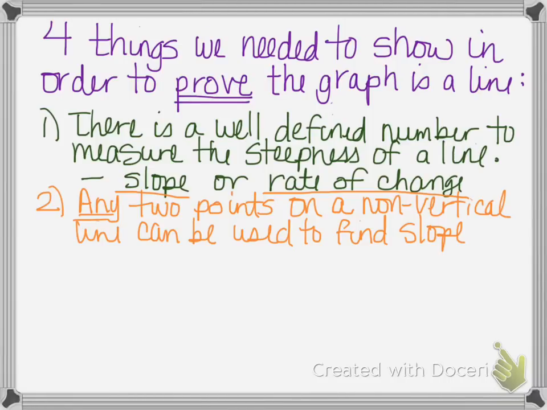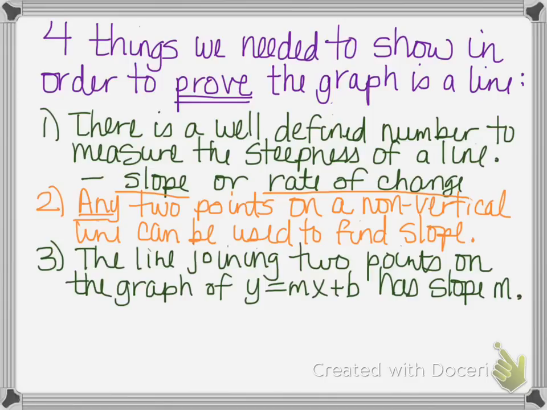Any 2 points on a non-vertical line can be used to find the slope. So we saw that, I think, in lesson 16, and we saw by using similar triangles that no matter which 2 points we use on a non-vertical line, the slope is the same because those ratios of the similar triangles are equal.